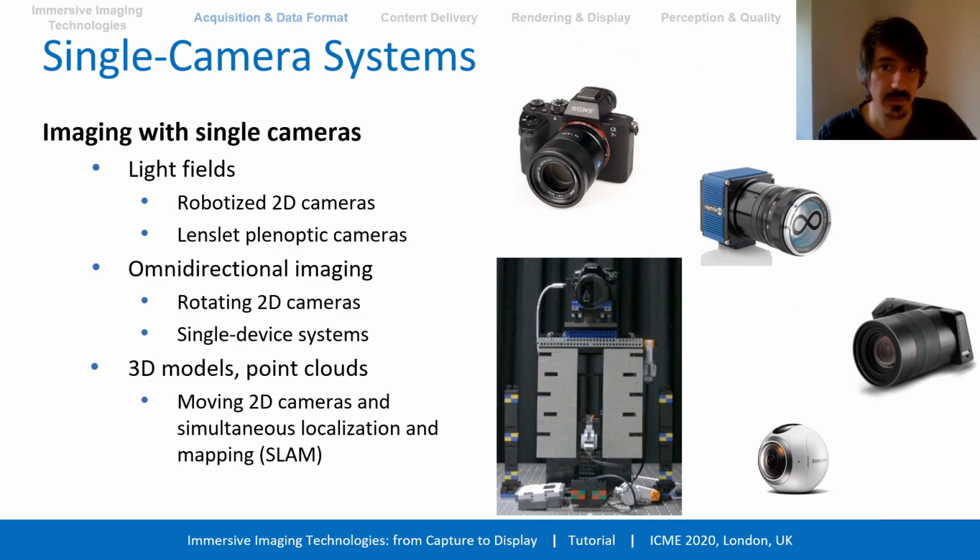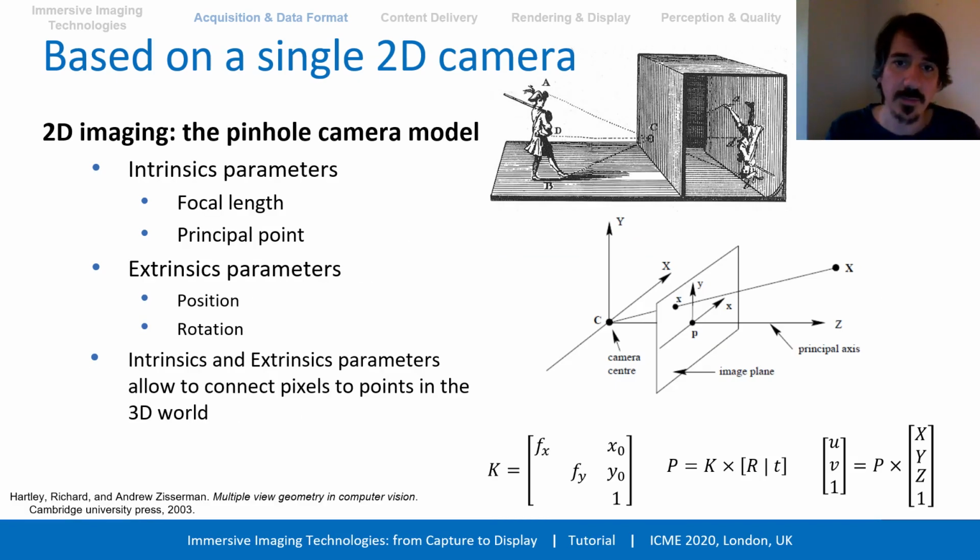Here is a high-level list of the different systems based on a single camera for the different imaging modalities that we consider in this presentation. First, we'll see systems which are based on a traditional 2D camera, which obviously cannot capture immersive imaging in a single shot, but it is possible when moving them around. Then we'll see some more advanced designs for a single device which can capture light fields or omnidirectional videos in a single shot. First, let me introduce some basic concepts about 2D cameras.